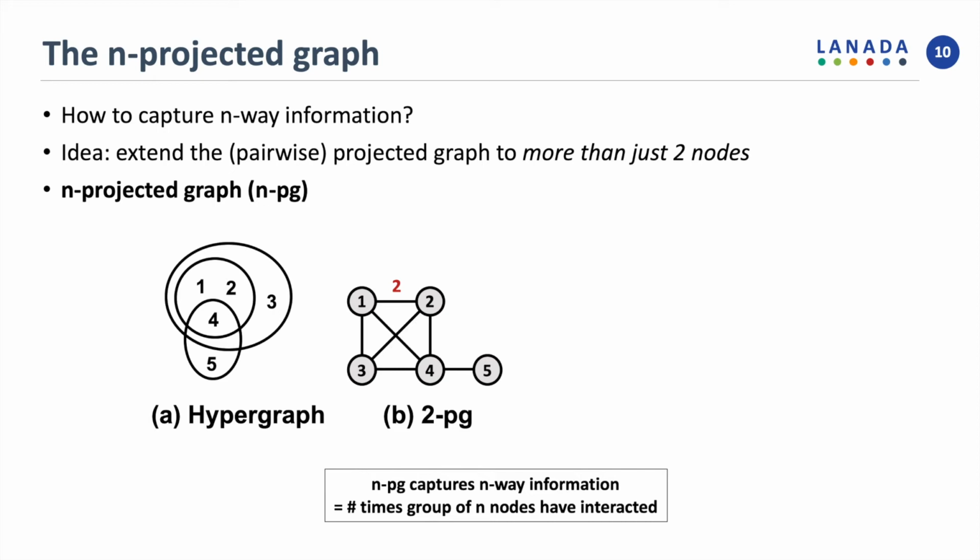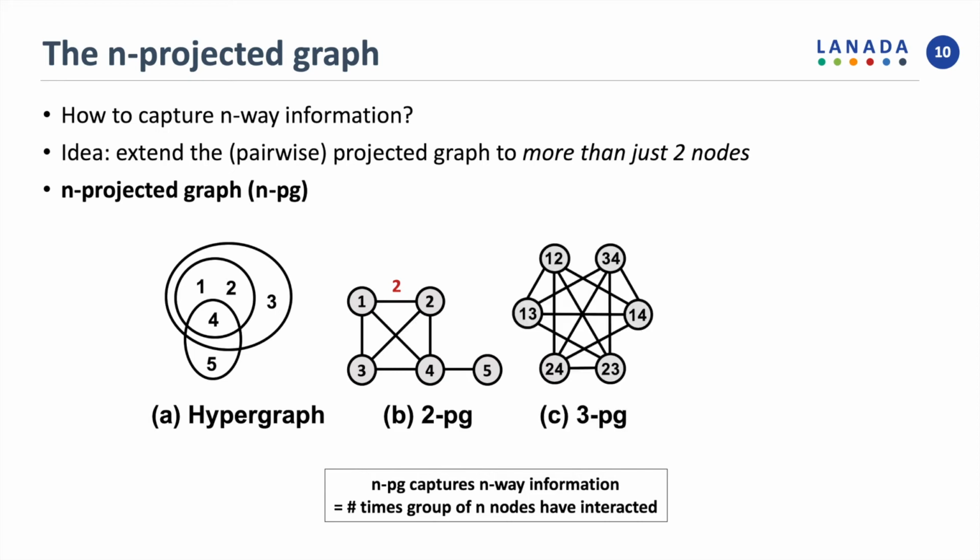Edge weight between 1 and 2 is 2 because 1 and 2 appear twice in the original hypergraph. And likewise, the 3-projected graph is defined like this. Edge weight between node {1, 2} and node {1, 3} is 1 because the union {1, 2, 3} appeared once in the original hypergraph, so the edge weight is 1.